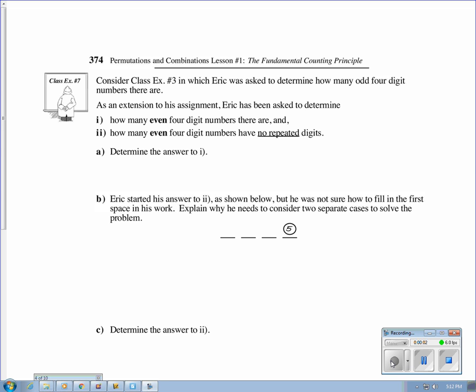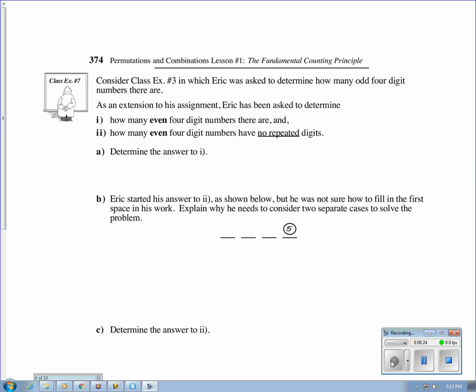I want to make sure we get a really good look at these examples at the beginning. They form the basis for our problem solving. So we're still working with Eric and his odd 4-digit numbers. As an extension, I want to know how many even 4-digit numbers there are, and then where there's no repeated digits.